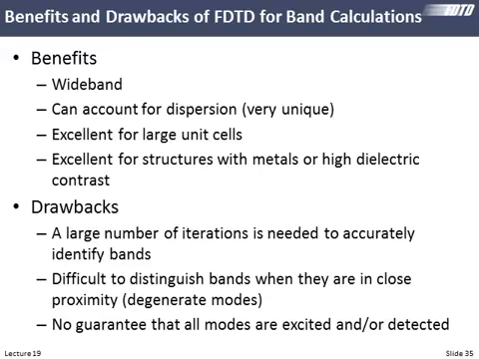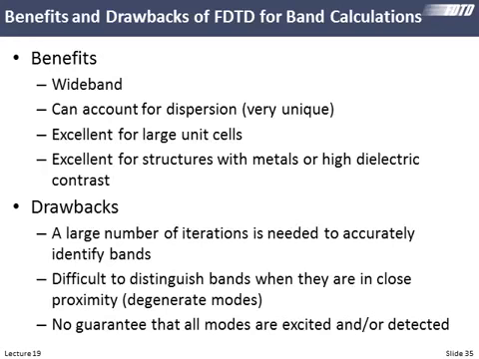Frequency domain models scale exponentially. So if we double the size of the unit cell, suddenly we're quintupling the number of computations. So FDTD is very excellent for very large, complex unit cells. It's very good for unit cells that have high dielectric contrast or metals. But there are some drawbacks.